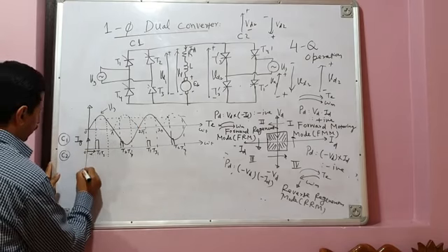Let me draw the waveform for converter output voltage VD1. Now let me draw the zero crossings first. This is pi. Next zero crossing is 2 pi. Next zero crossing is 3 pi. Next zero crossing is 4 pi, and so on.